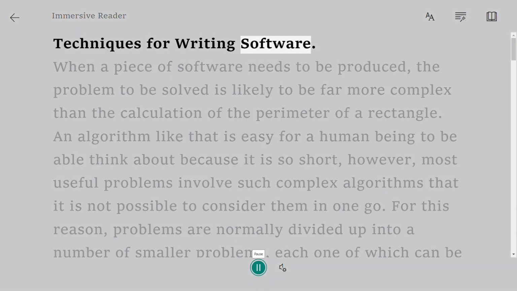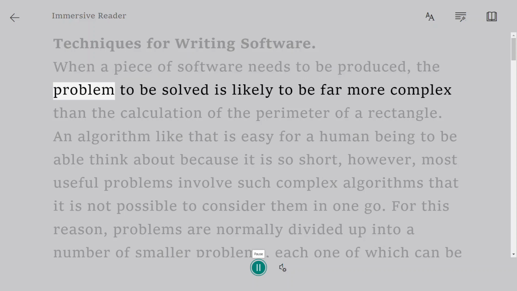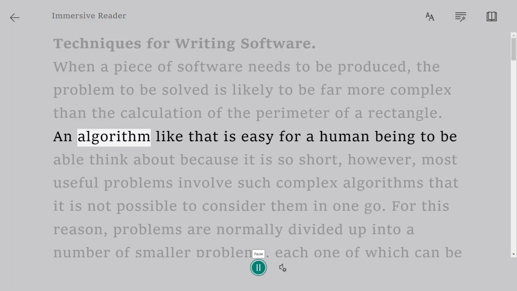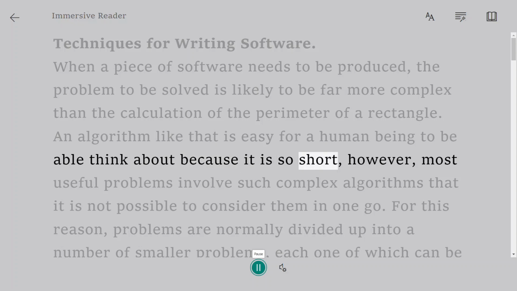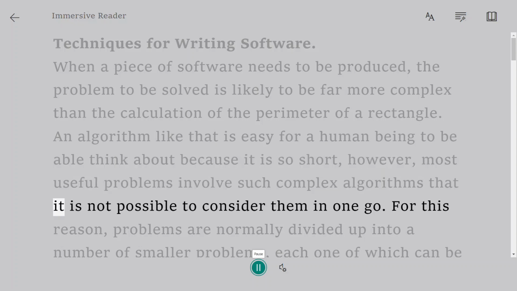Techniques for writing software. When a piece of software needs to be produced, the problem to be solved is likely to be far more complex than the calculation of the perimeter of a rectangle. An algorithm like that is easy for a human being to think about because it is so short. However, most useful problems involve such complex algorithms that it is not possible to consider them in one go.